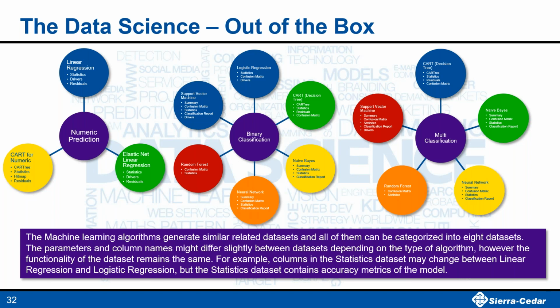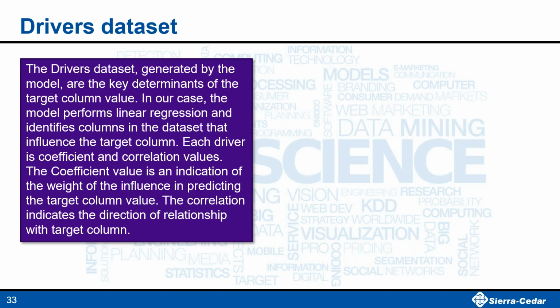I'm just going to focus in on a couple of the data sets here. The drivers data set is an important one. It's generated automatically by the model. It shows, if you remember, some of the key determinants of your target column value. So, in our case, this model is performing a linear regression. It identifies columns in the data set that influence the target.